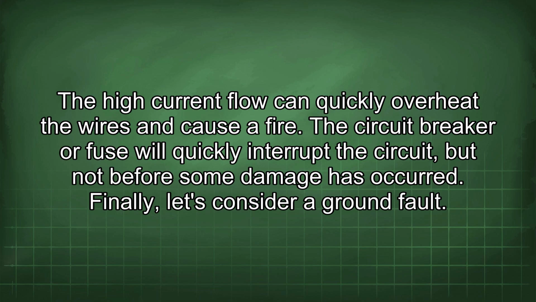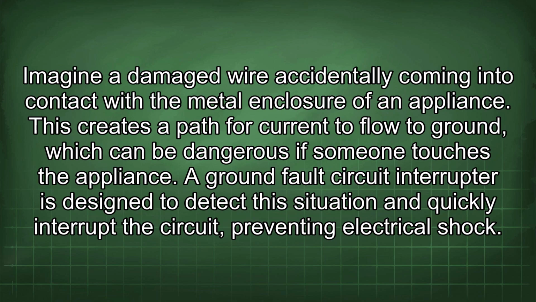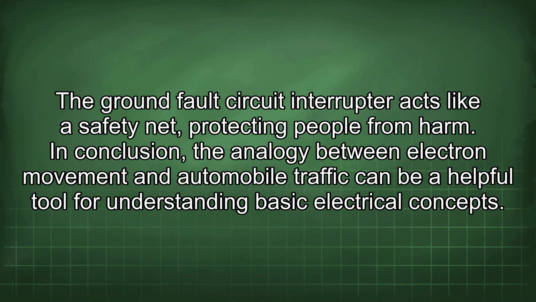Finally, let's consider a ground fault. Imagine a damaged wire accidentally coming into contact with the metal enclosure of an appliance. This creates a path for current to flow to ground, which can be dangerous if someone touches the appliance. A ground fault circuit interrupter is designed to detect this situation and quickly interrupt the circuit, preventing electrical shock. The ground fault circuit interrupter acts like a safety net, protecting people from harm.